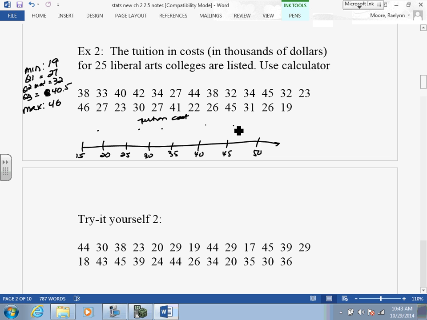Now, the middle 3, what was that? No, don't subtract anything yet. We're just making the box and whisker first. The middle 3 is the box. It has a box, and then these attach the whiskers.